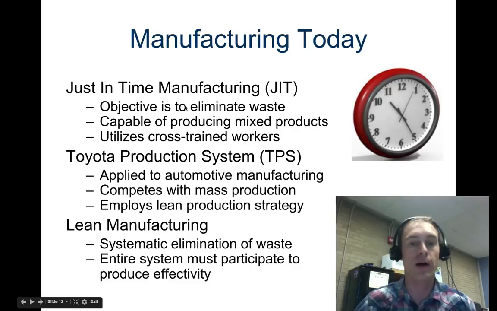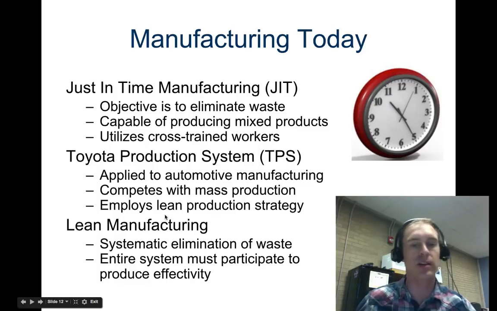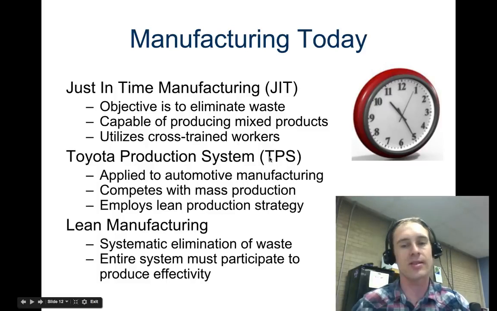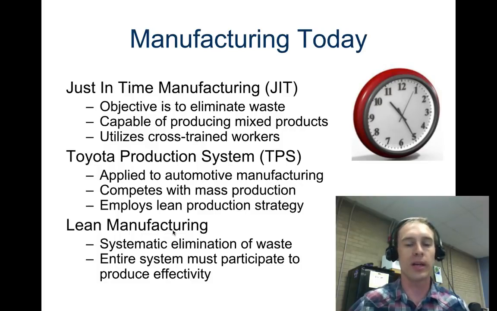Just-in-time manufacturing, we've talked about this. Objects arrive just when they're needed. The Toyota production system applies to automotive manufacturing. It began in the 1980s to make manufacturing more productive, and the idea is this employs a lean production strategy. So all of these things are really largely what lean manufacturing is. We don't really need to talk too much about TPS per se, but lean manufacturing is just a systematic elimination of waste. How can we get rid of the things we don't need and make everything a lot more efficient and productive?